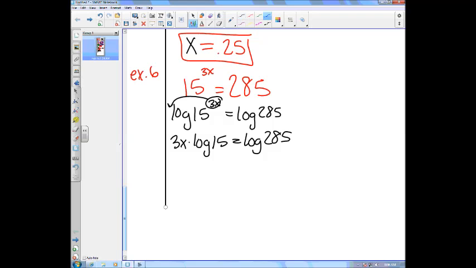All right, now here's the trick. What do we divide by? 3 log 15. Yeah, both of them. 3 and log 15. Both sides. Now what you get is approximately 0.695.